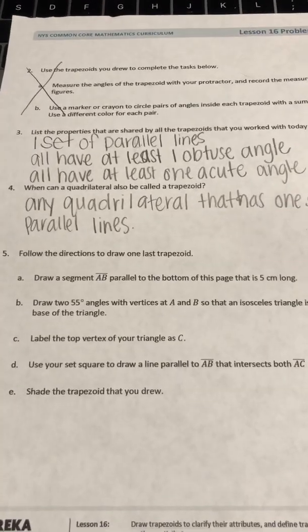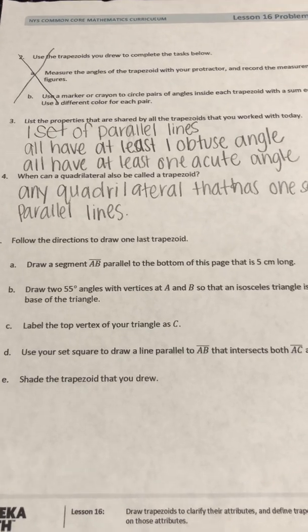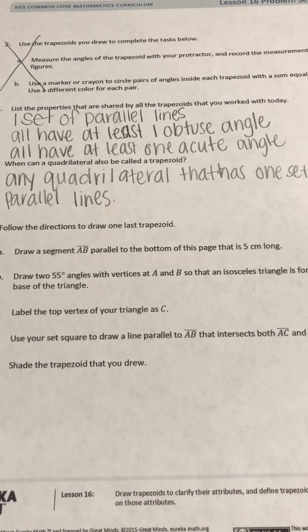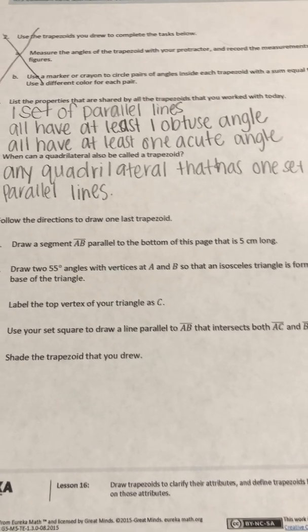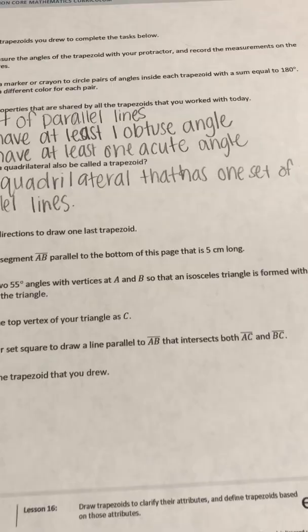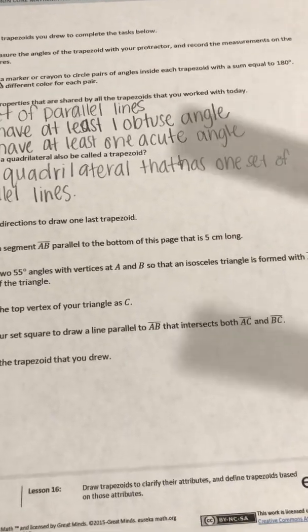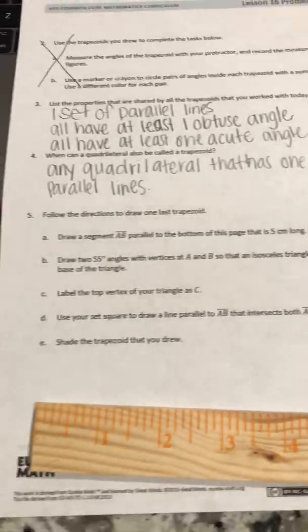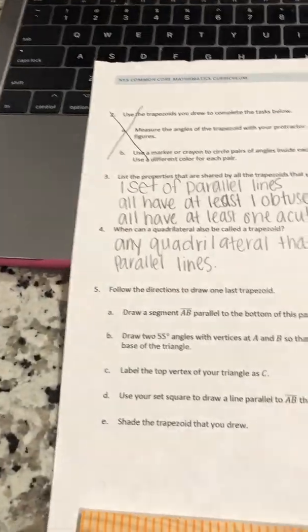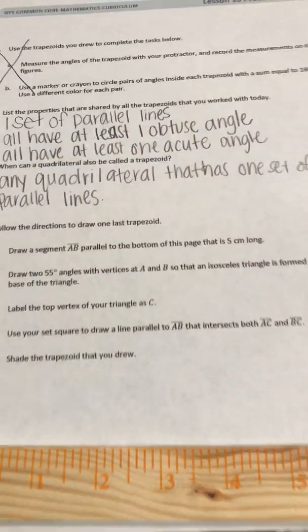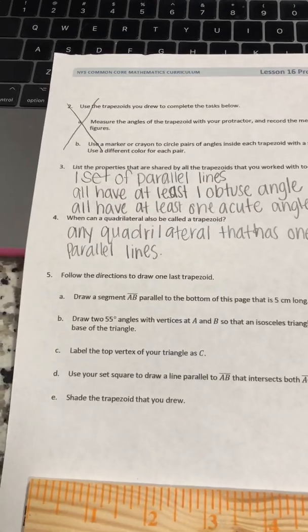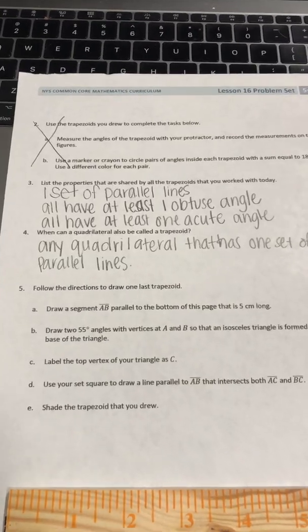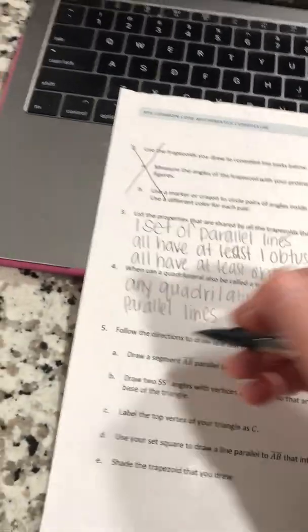Okay. And then finally, number 5, follow the directions to draw one last trapezoid. Draw a segment AB parallel to the bottom of this page that is 5 centimeters long. This is where you might struggle with the tools that you have, and that's okay. I'm going to show you how you can just fix it, because I also don't have the correct tools. Totally fine, right? So I might just draw one that is, you know what? The more I'm looking at this, draw 2 55-degree angles. We are not going to do number 5 either.